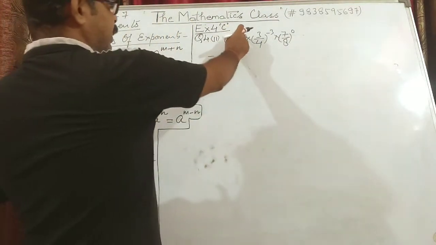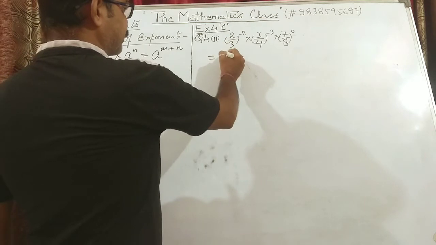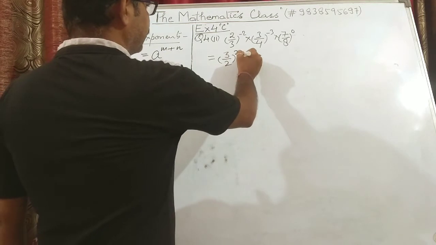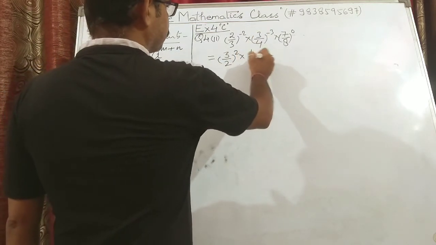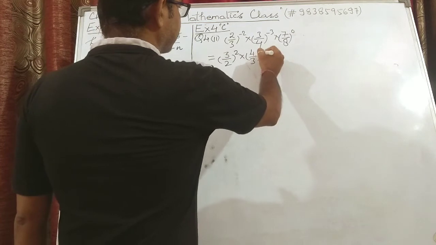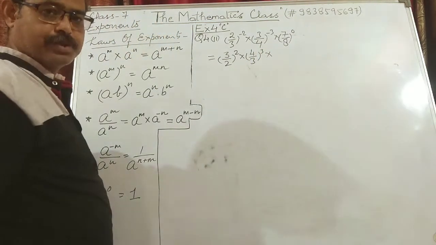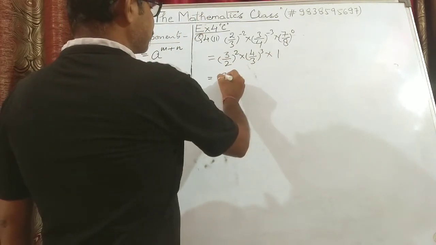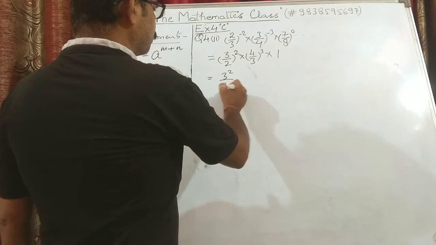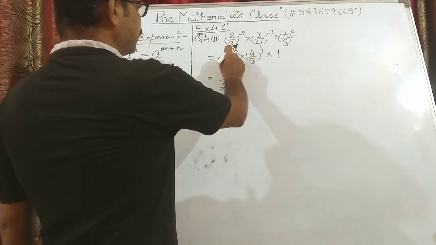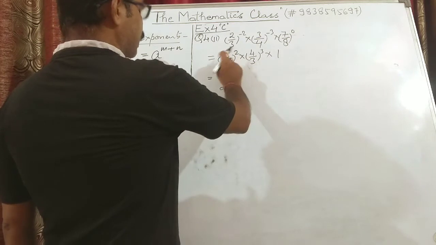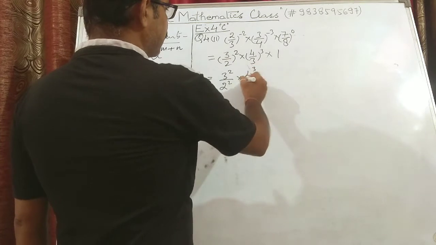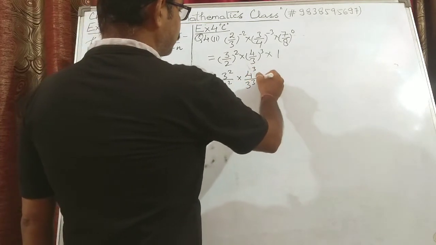So if the power is negative, we will inverse this fraction, that will become 3 upon 2 and its power will be positive, into this will also reciprocate, so (4/3) to the power 3, and we know anything to the power 0 is 1, so that will be 1. It means this can be written as 3 square upon 2 square. (3/2) square means, when you open the bracket, 3 square into 3 square upon 2 square into 4 to the power 3 upon 3 to the power 3 into 1.